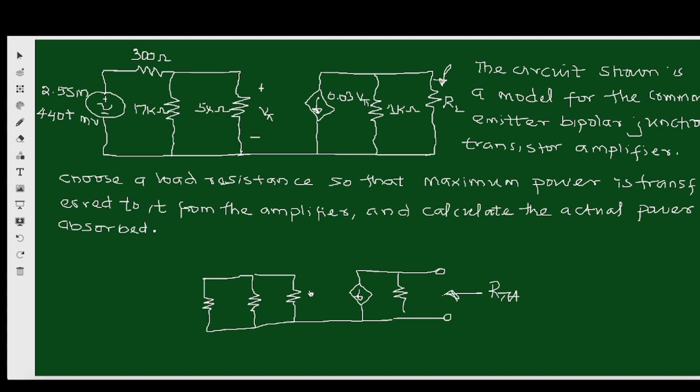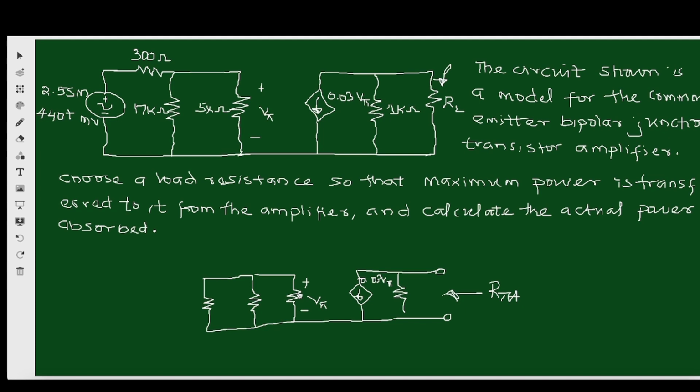But look at something. This is V pi, and this is 0.03 V pi. So if you have to get the value of V pi here, this dependent source is depending on V pi. So what will be the value of V pi here? There's no source on this other side. In a bipolar junction transistor, we call this side the base side, right? And from here, you can see that there's no source. Actually, from a base, there should be a source for the transistor to start working.